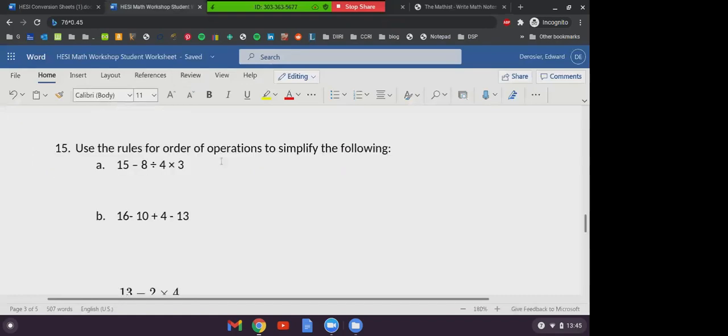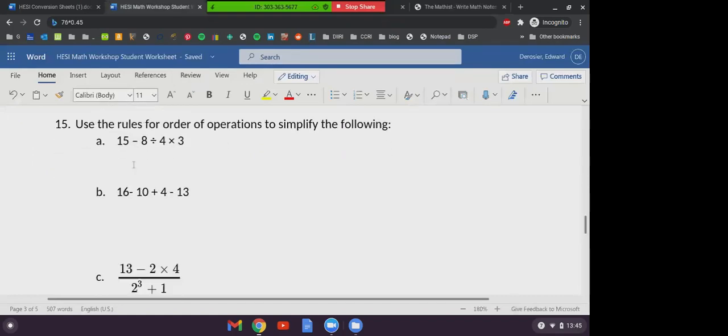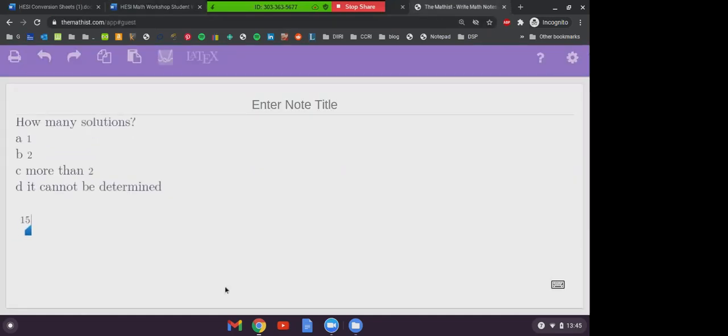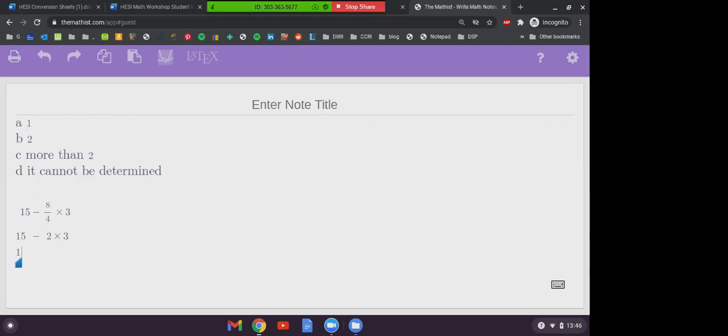All right, so let's look at this. These next questions here are dealing with order of operations. The first one is, what is 15 minus 8 divided by 4 times 3? I know that this program wrote it as a division, as a fraction, which is fine because it's the same thing. So we do the division first. 8 divided by 4 is 2. And then 2 times 3 is 6. And so that gives us 9. That's the final answer here.